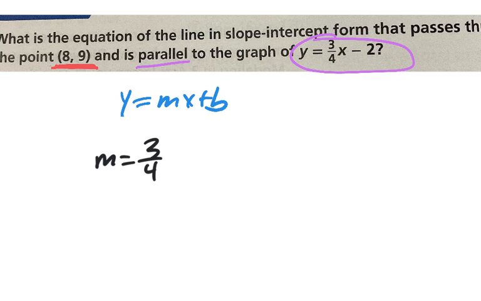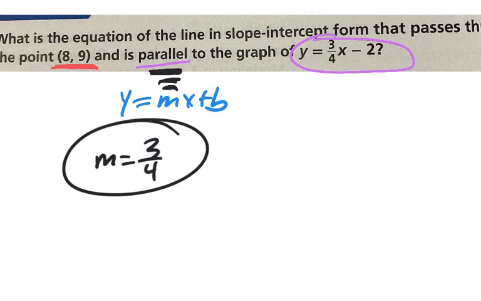Is that easy enough? And this is because it's parallel. Make sure you know your definitions because we're going to learn about a different thing later. So remember, parallel, same slope. So my line has a slope of 3/4. What else do I know about my line? It goes through the point (8, 9). So I know a point and the slope.